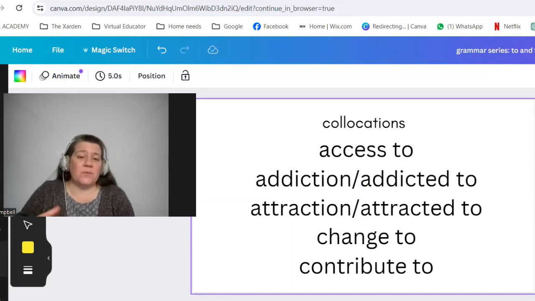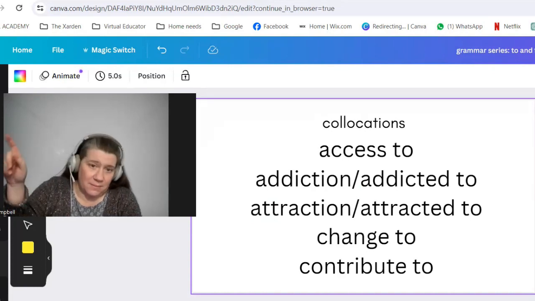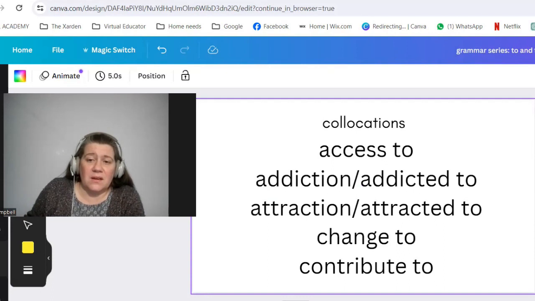And finally, we have some collocations. Now, collocations are just ways that we use the language. Collocations are words that just fit together. And you kind of just have to learn them together. For example, we always use access to: access to the building, access to a person. Addiction or addicted to, attracted to. She's very attracted to that man over there. Change to and contribute to. They wanted to contribute to the cause, so they joined the army.